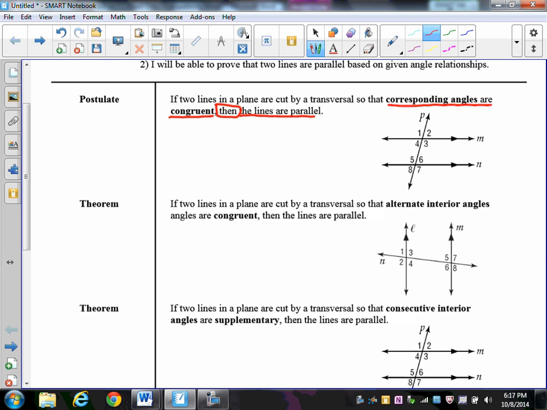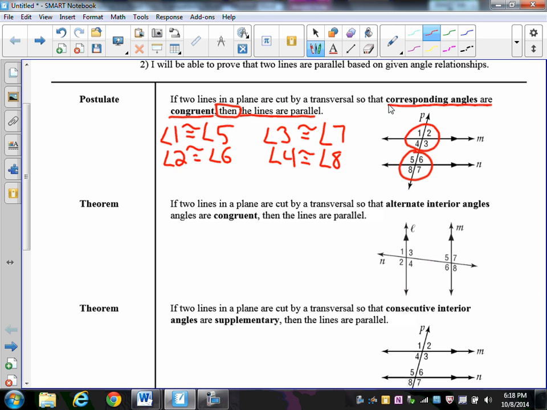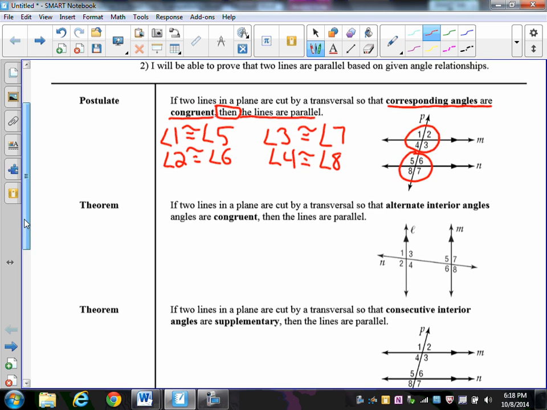So remember, to find corresponding angles, we should be looking at these two sets of angles here that I put in a circle, and they're in the same position. Their positions correspond with each other. So that would mean angle 1 is congruent to angle 5, angle 2 is congruent to angle 6, angle 3 is congruent to angle 7, and angle 4 is congruent to angle 8. In order to show that the lines are parallel, we only need to show one of those relationships is true. We don't need to show all four.